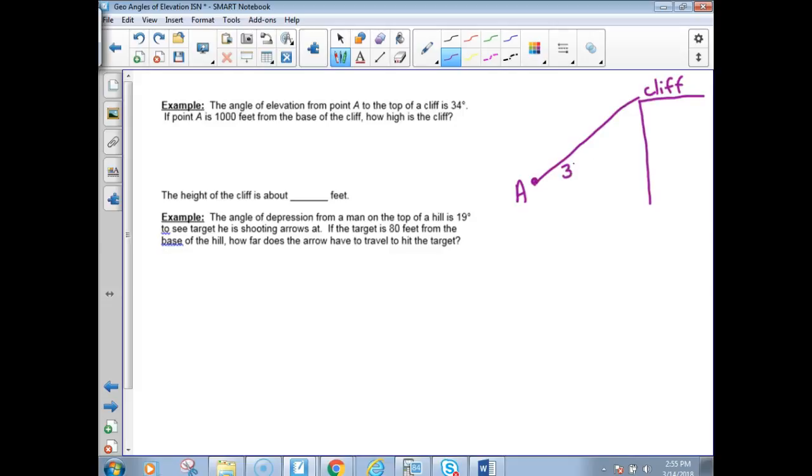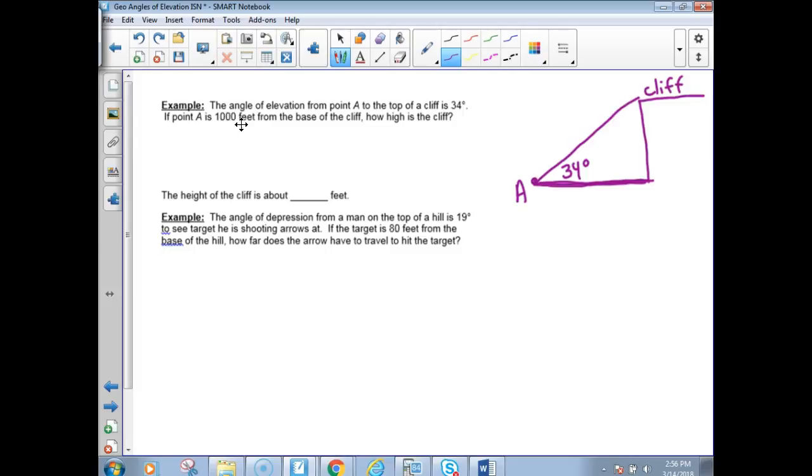So I'm going to put 34 degrees here by angle A. I'm missing part of my angle. What do I need to draw? The ground. Okay, I made my cliff a little tall. There we go, chop that off. All right, so this would be the ground. So I've got the ground, and for the angle of elevation, my horizontal line, that's your ground. Your horizontal line is your ground.